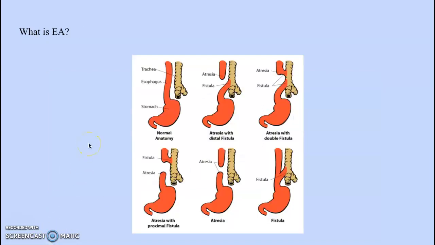Here's another picture of the different types of esophageal atresia. As you can see, this is an example of a fistula where the esophagus is connected to the trachea. Here's an atresia where it creates a pouch and is disconnected. Here, the upper portion is connected to the trachea. This part, the lower portion, is connected to the trachea, and this one is connected to both.